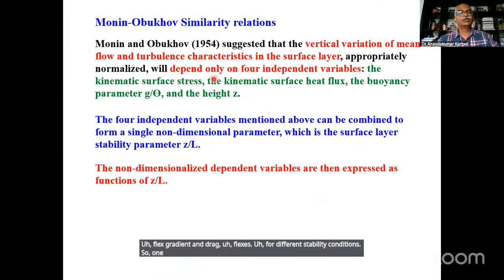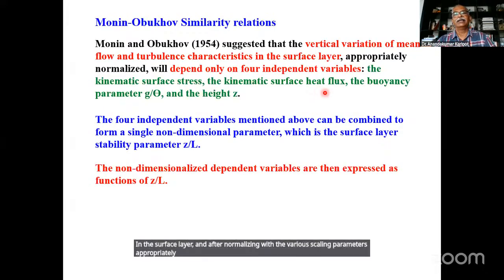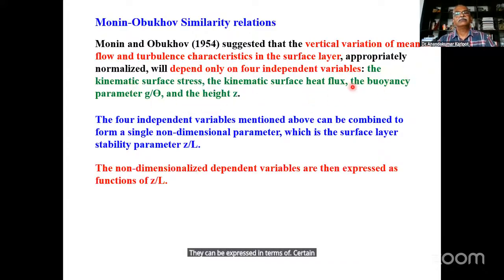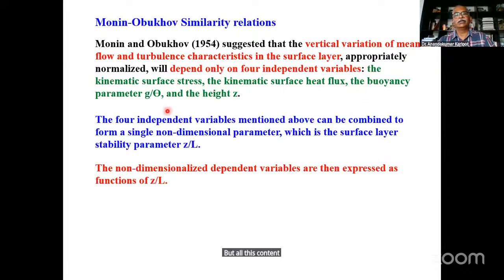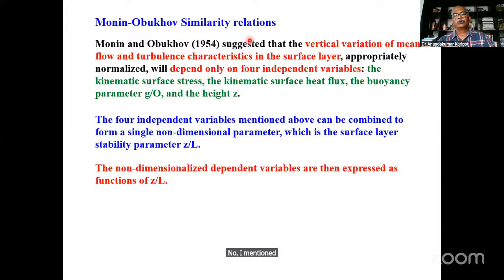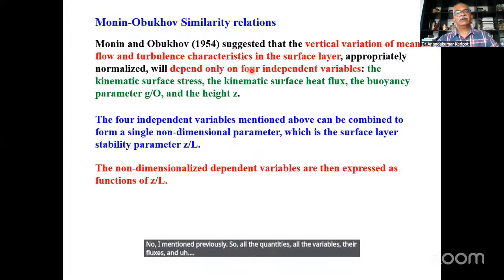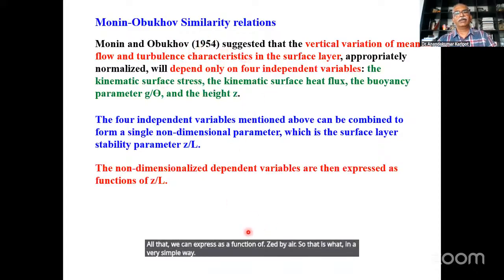One commonly used approach is the similarity relation suggested by two Russian scientists, Monin and Obukhov. According to them, the vertical variation of almost all the variables and their fluxes in the surface layer, after normalizing with the various scaling parameters appropriately, can be expressed in terms of certain other quantities like the momentum flux, the heat flux, the measurement height, and all that. But all these quantities can be grouped and expressed in terms of a single parameter, the stability parameter Z by L, which we mentioned previously. So all the variables and their fluxes we can express as a function of Z by L. That, in a very simple way, is what the Monin-Obukhov similarity relation says.